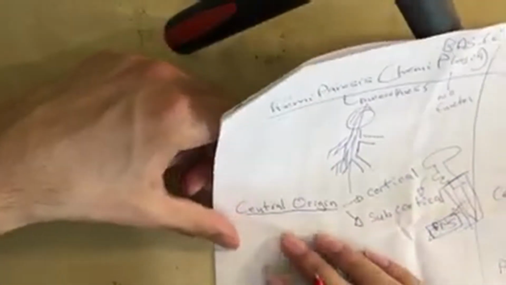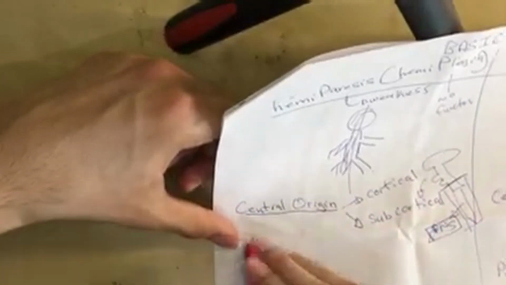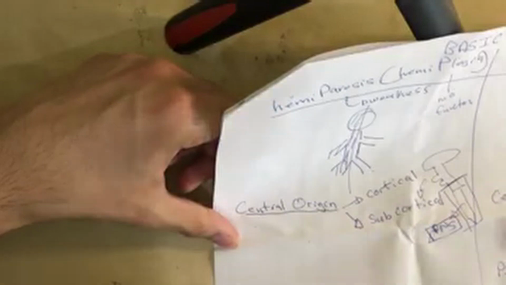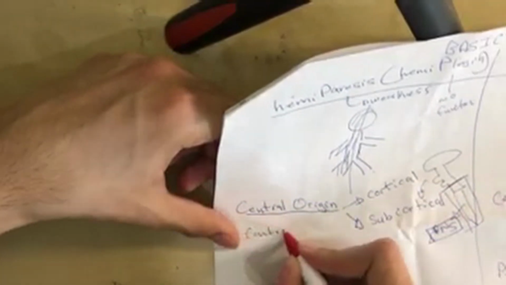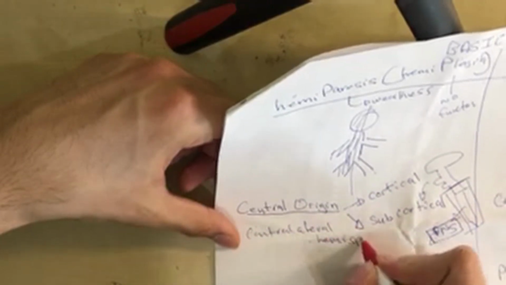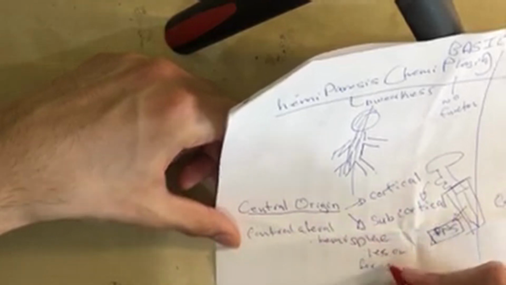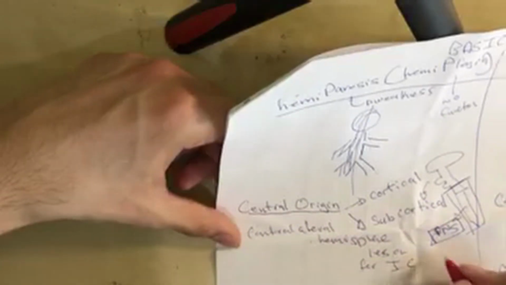So central origin is going to be due to some sort of contralateral motor lesion. It's going to be of central origin, and it usually occurs in a contralateral hemisphere lesion. An example for that could be our internal capsule. I'll explain that in detail. Just give me a second.